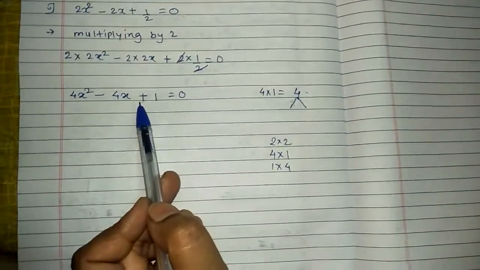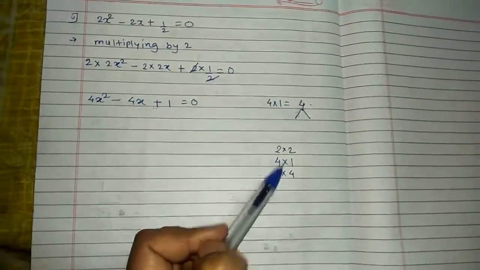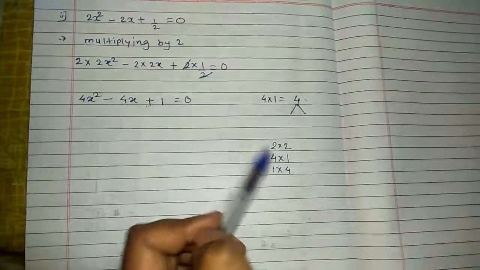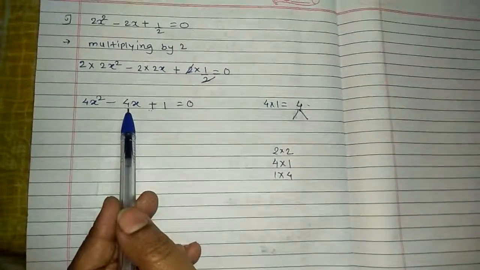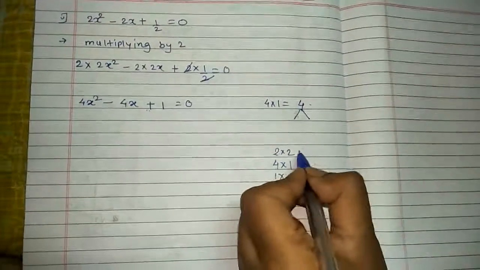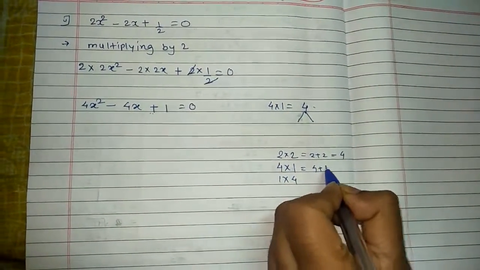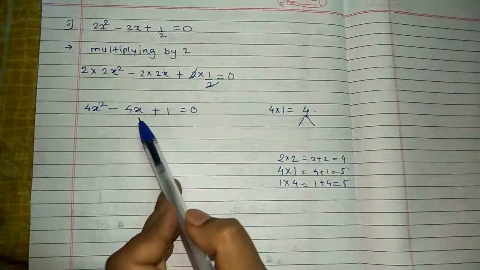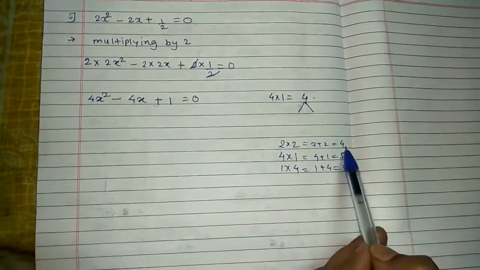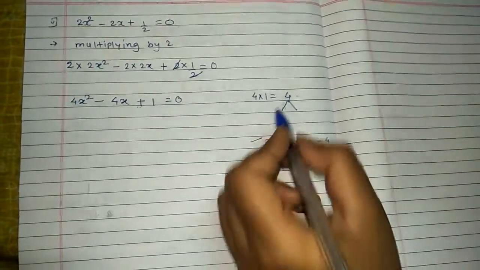So here which sign is there? Plus sign is there. So see the pair of factors whose addition we are going to get 4. Here 2 plus 2 is 4, then 4 plus 1 is 5, and 1 plus 4 is 5. So what addition do we need? The middle term. So we take the factors where we are getting the middle term by addition.